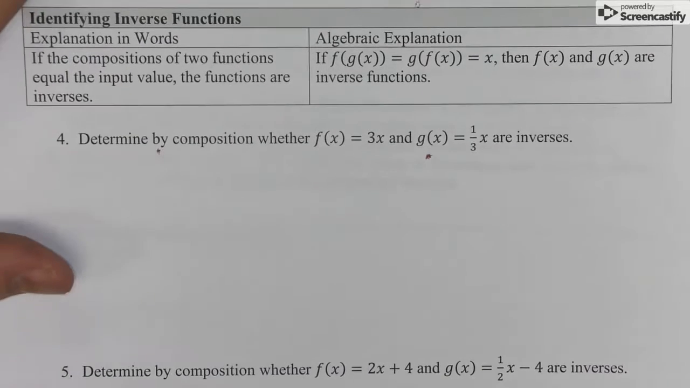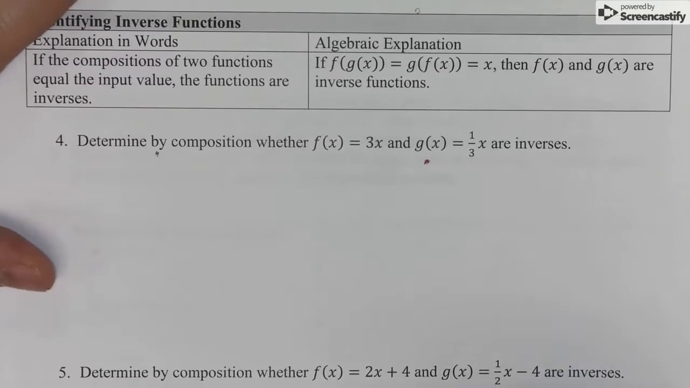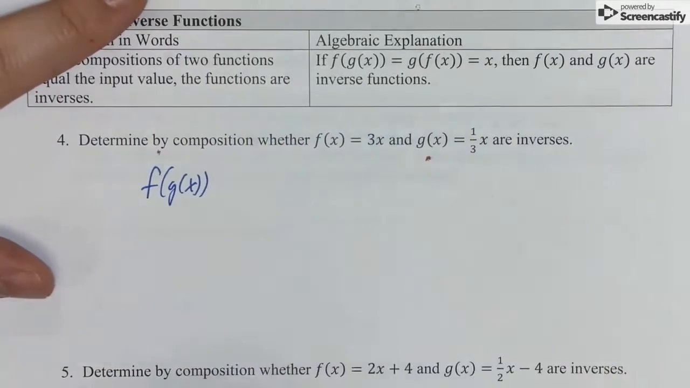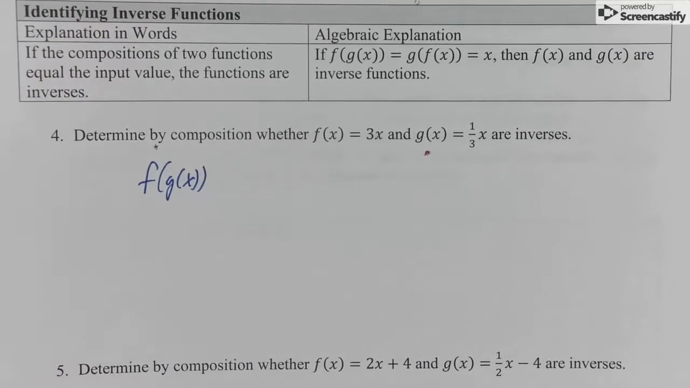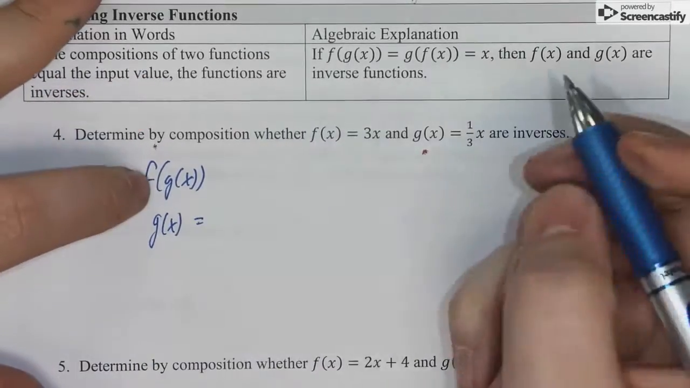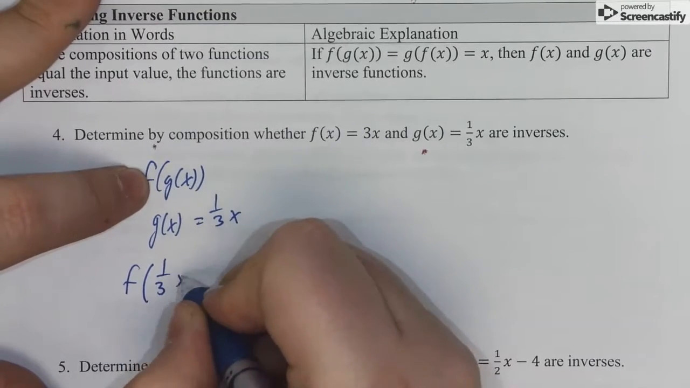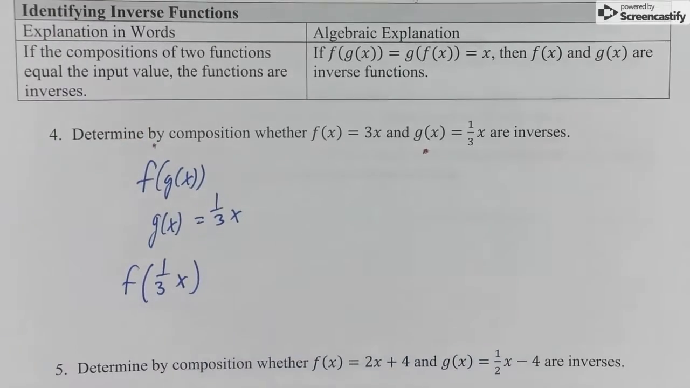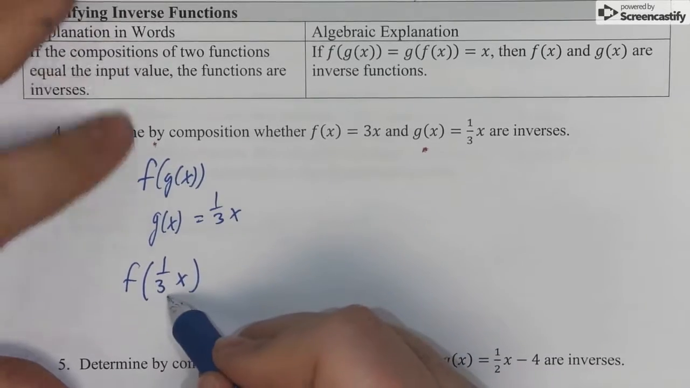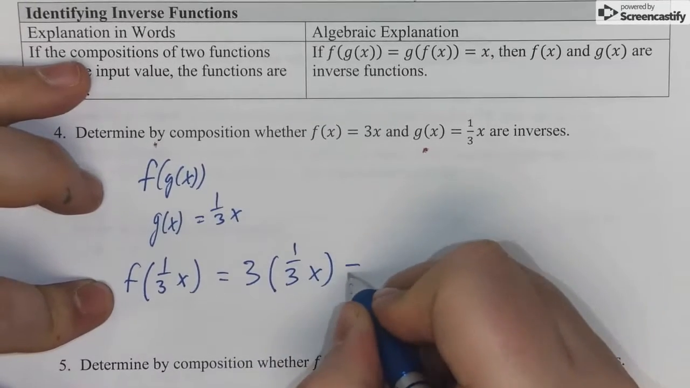So let's look at an example. Determine by composition whether f of x equals 3x and g of x equals 1/3 x are inverses. I would take f of g of x, just like when we studied composition of functions. First I'm going to take g of x, which is just 1/3 x, and plug that result into f. This is nothing new, just like we did in the last section. This output is our new input for f. So this is 3 times, instead of x, 1/3 x, which gives me x.